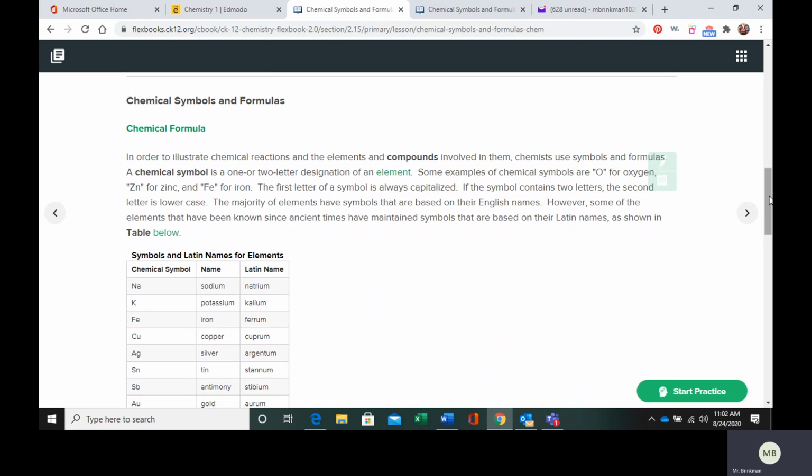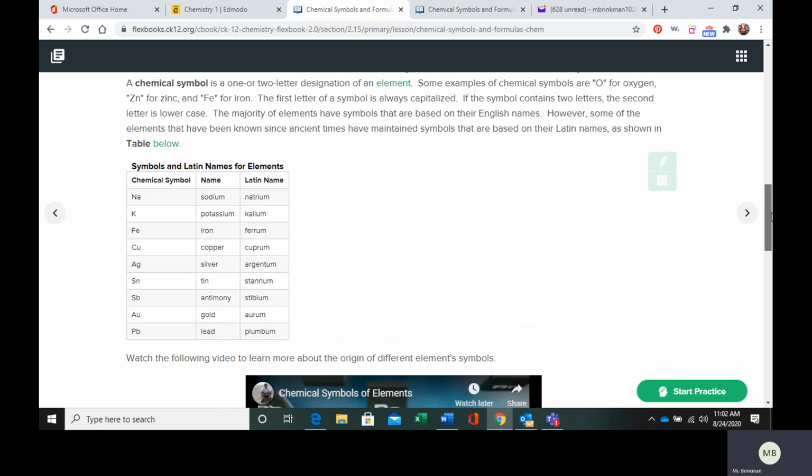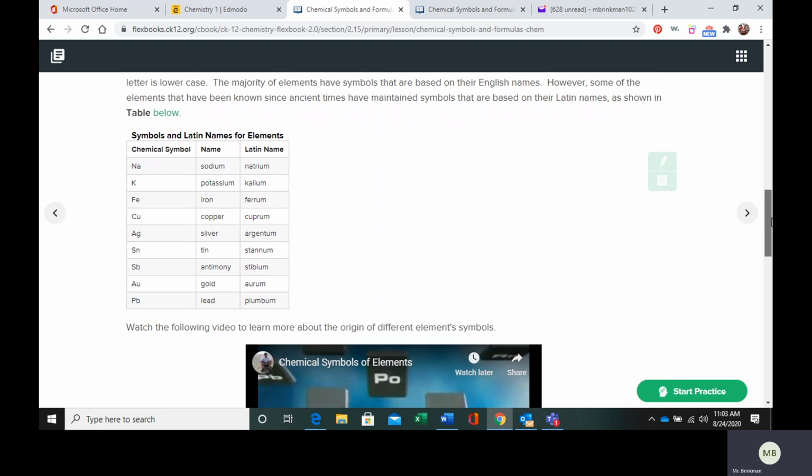The majority of elements have symbols that are based on their English names, and these are a little more intuitive. But some of the elements have symbols that do not make sense to us because they are based on their Latin names. So these are some that are based on the Latin names. Sodium is natrium, the Latin name. But as you can see, it's not intuitive to our English language. That is why you need to really look at the periodic table of elements when you are trying to pick out an element symbol.